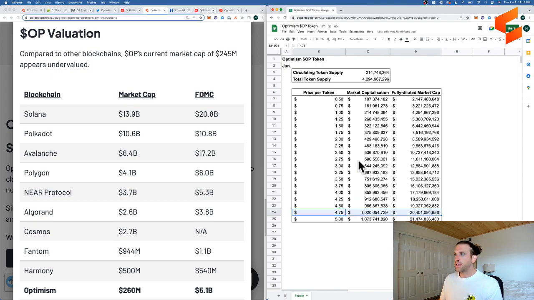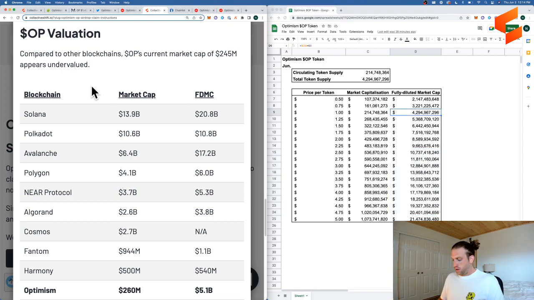So pretty good little barometer test here. I'm not usually too concerned about fully diluted market caps, but with such a large spread between circulating and total token supply, I just don't think the market can swallow valuations for OP in the fully diluted range really above 20 billion. But that's for me. Now, moving back.